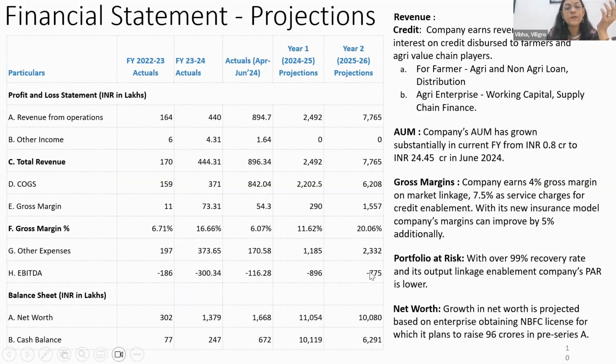If I look at the loss, the loss was also increasing, and there was no pathway to break even in the coming 3 years. Is that something that is acceptable to me? What is the net worth? What are the cash balances we have? And what are the risks that we saw in the business that we were highlighting there?